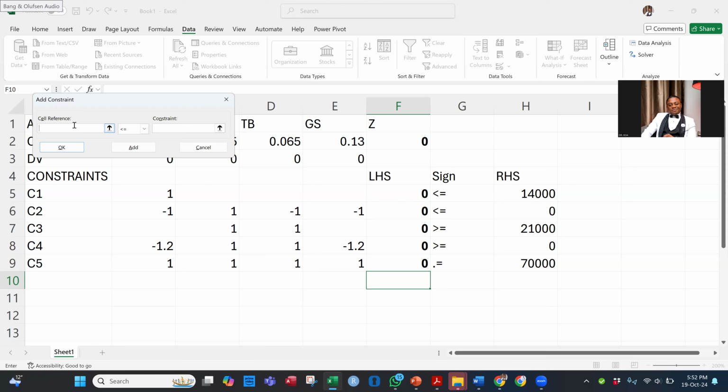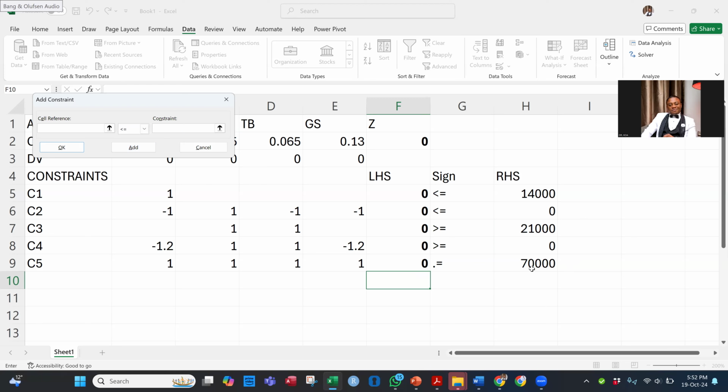Once you click Add, click inside the cell reference again. Go and select the first 2 that have the greater than symbol and drag them. Click the arrow down and choose the greater or equal to symbol. And on the right, click the 21,000 and the 0, which correspond to what you selected before. You are done. Go to the last one, click Add.